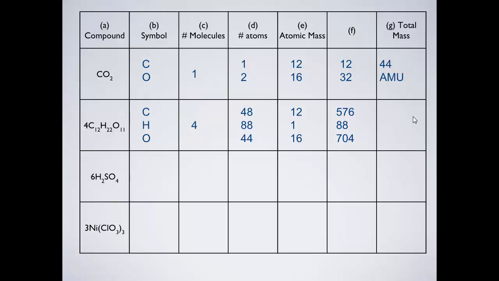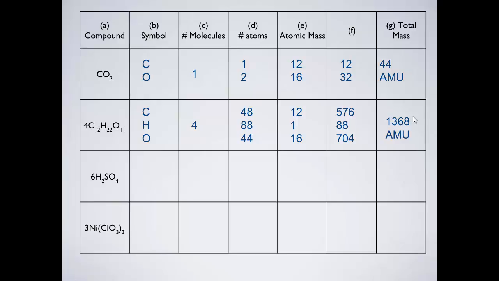What's the total mass of this whole compound, Alex? 1,368 AMU. So are we understanding how to calculate this? Yes. All right, two more examples, then you can start. Oh no, then we have a little more notes to do.